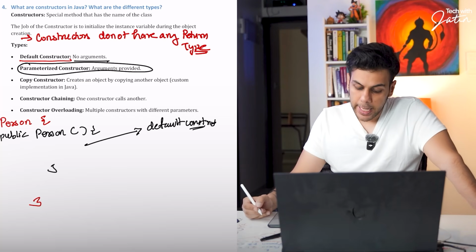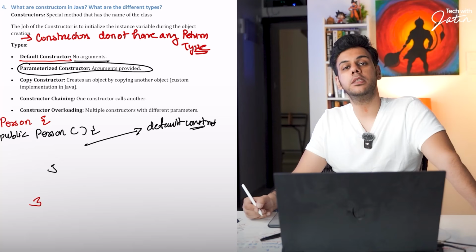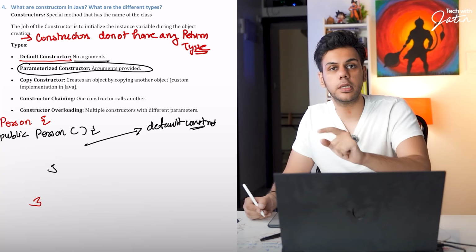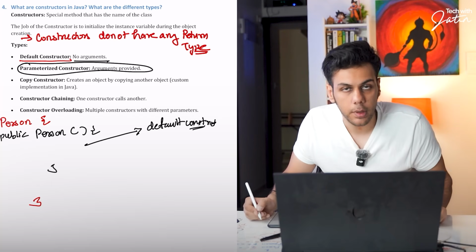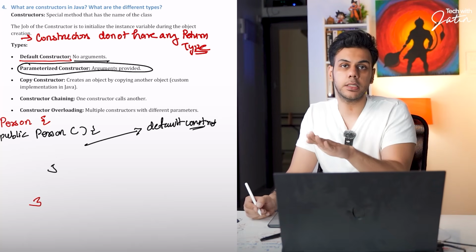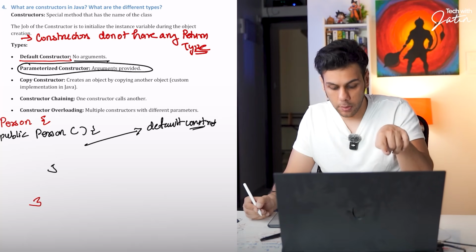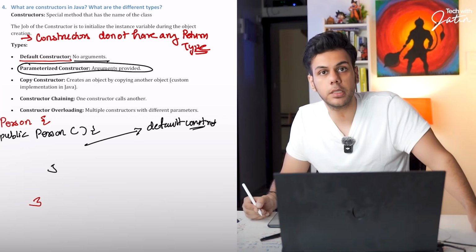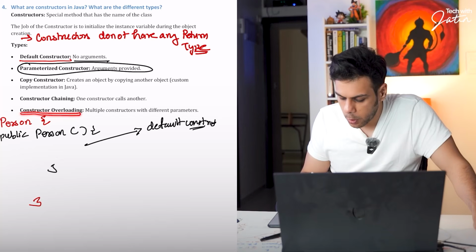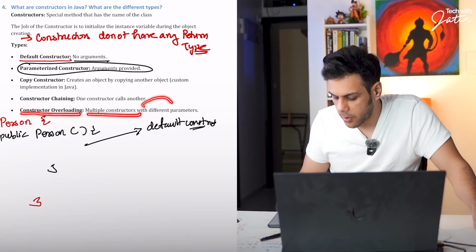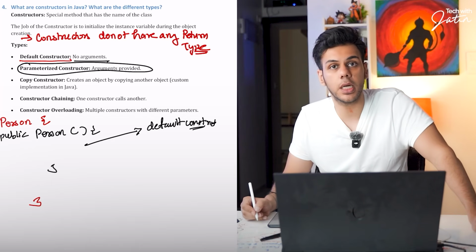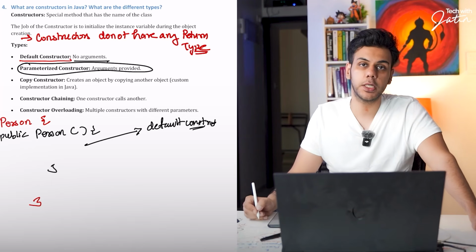Then you can also do constructor chaining. One constructor calling another constructor is called constructor chaining. Please make a note of this particular point. One constructor which calls another constructor of the same class is called constructor chaining. Now, then you can do constructor overloading. Multiple constructors with different parameters is constructor overloading. Is this part clear to everyone?